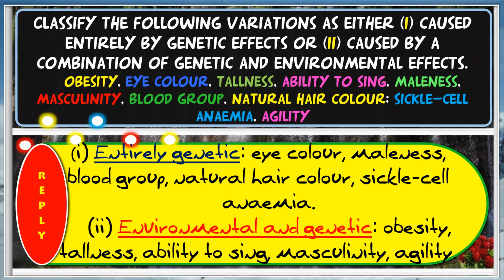Entirely genetic, we have eye color, maleness, blood group, natural hair color, sickle-cell anemia. Environmental and genetic: obesity, tallness, ability to sing, masculinity, and agility.